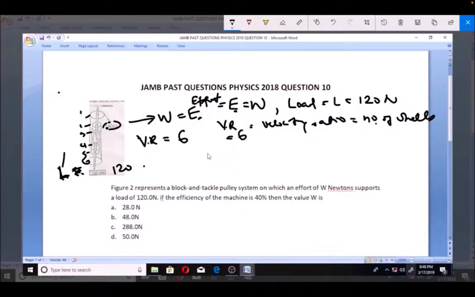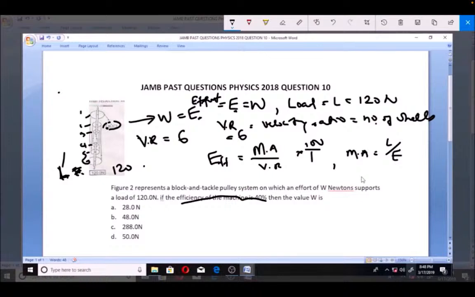Now, having all this, we can put the formula for efficiency, because efficiency is given here as 40%. Efficiency, we all know in this calculation, is MA over VR times 100 over 1. And we know that MA, mechanical advantage, is equal to load over effort. So with this, we can do this calculation effectively.